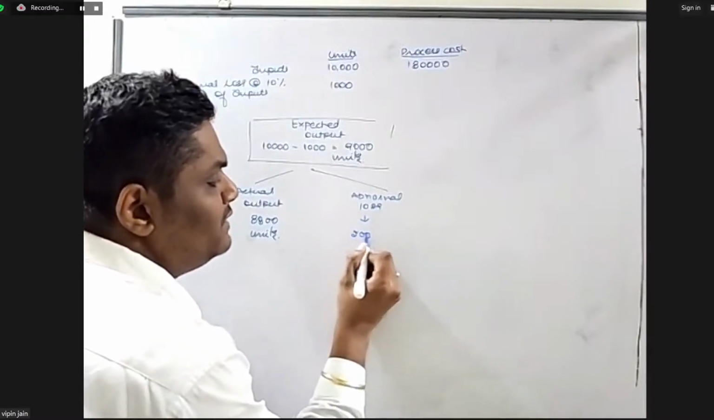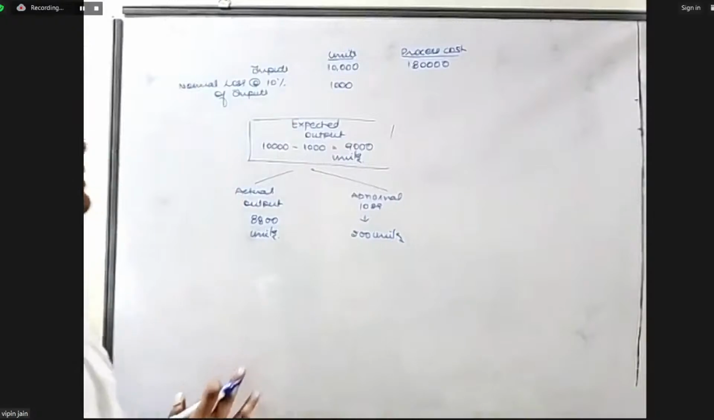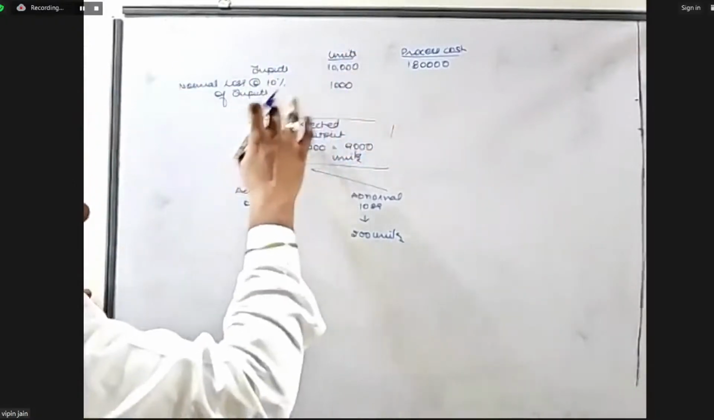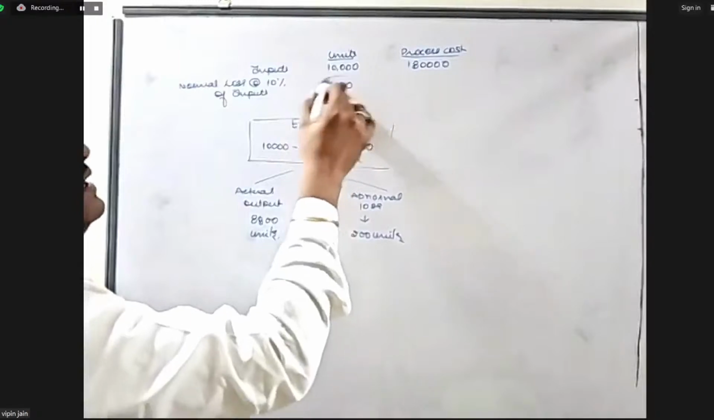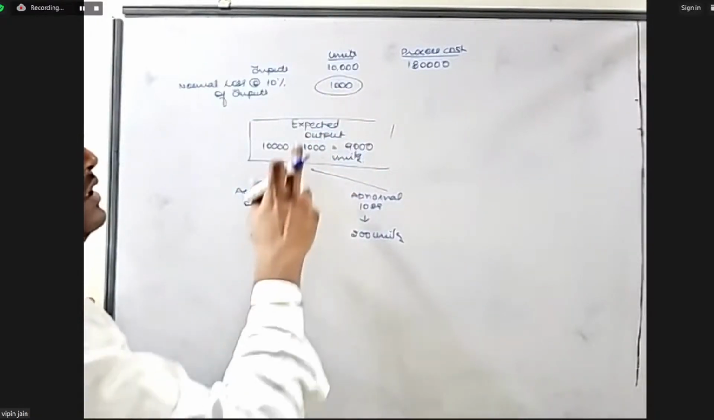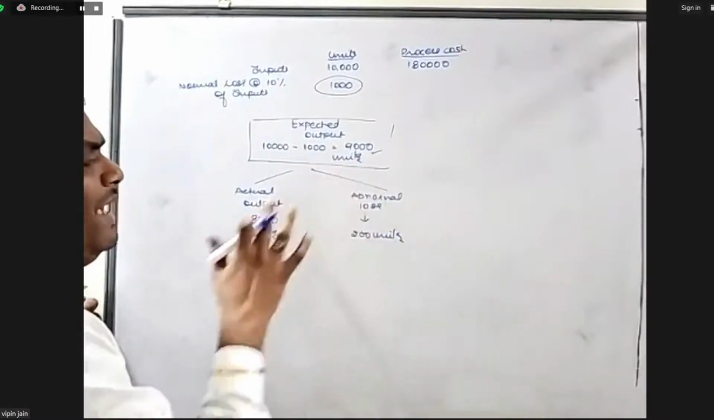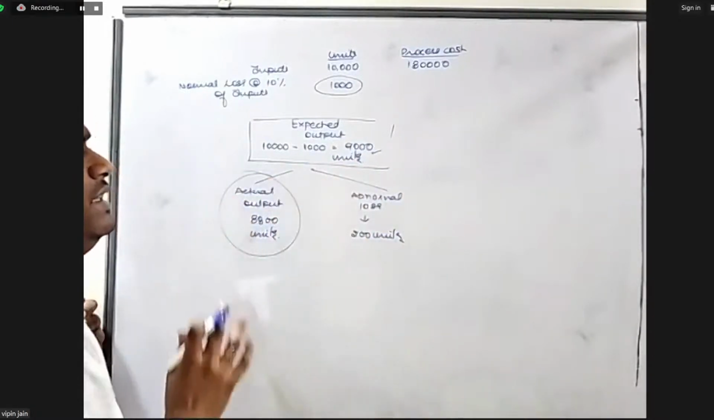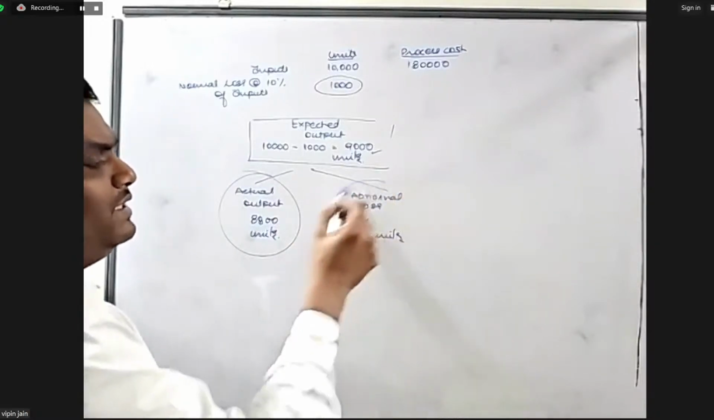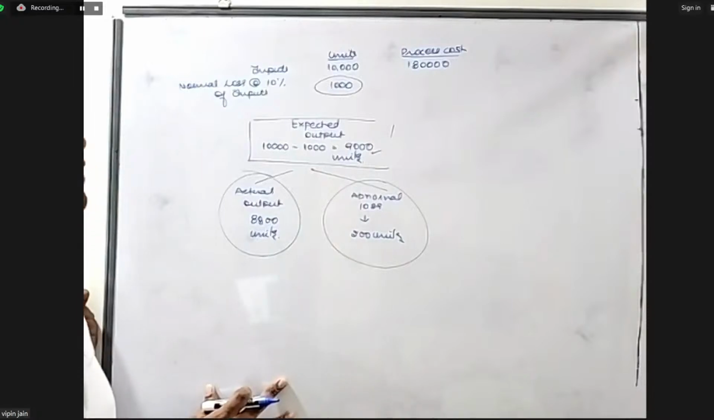So these 200 units are my abnormal loss. I repeat again, guys, I have made an input of 10,000 units. The management has predicted that the loss will be 10% of inputs, that is 1,000 units. So my expected output was 9,000 units. However, my actual output was only 8,800 units. So this extra loss of 200 units is my abnormal loss.